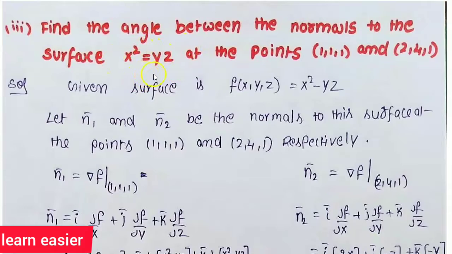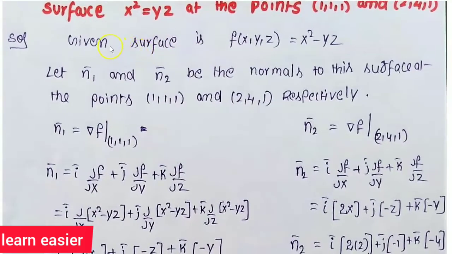So we have to find out the normal vector. That is del f, and that del f we have to find out at the point (1, 1, 1), and that is n1 bar, and the normal vector at (2, 4, 1) is n2 bar, and we have to find out the angle between the two normal vectors, n1 bar and n2 bar. Let's see.